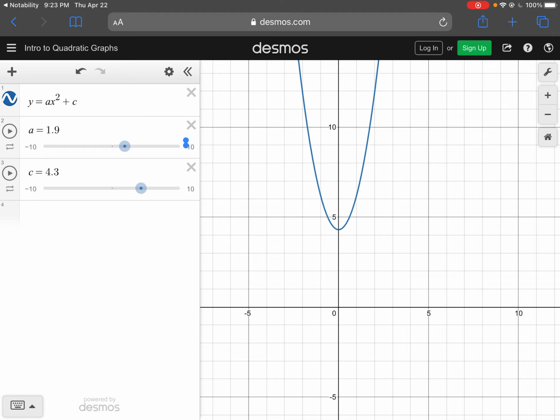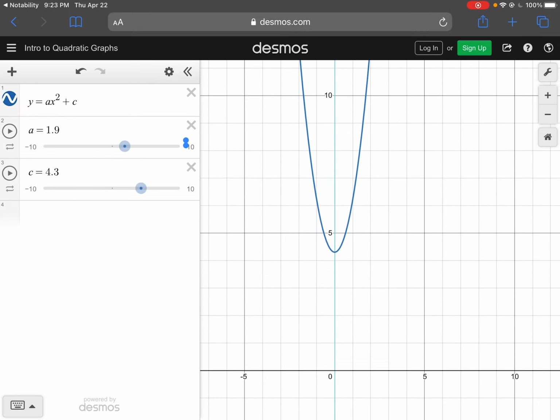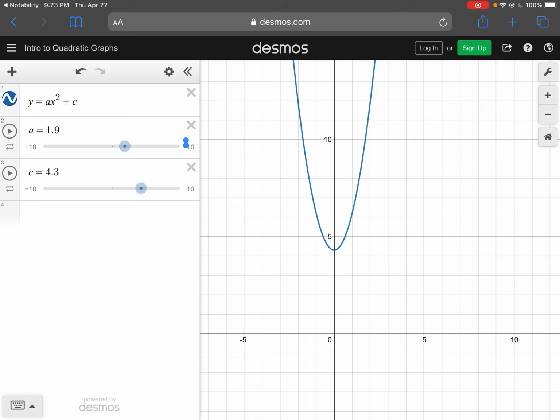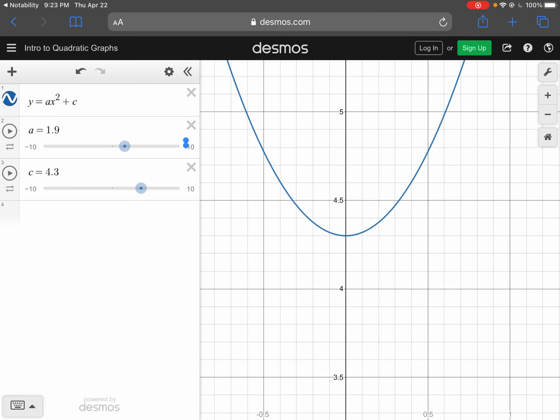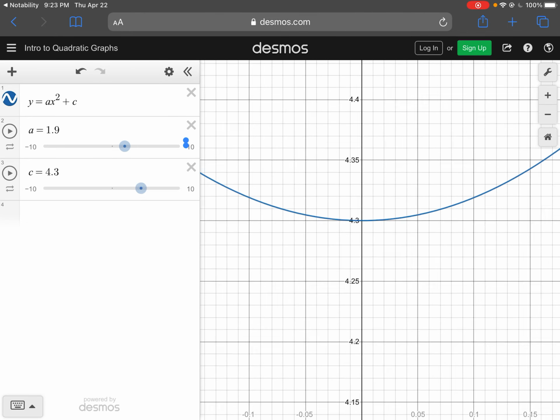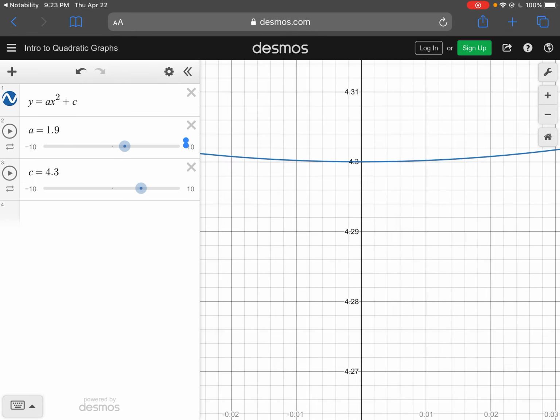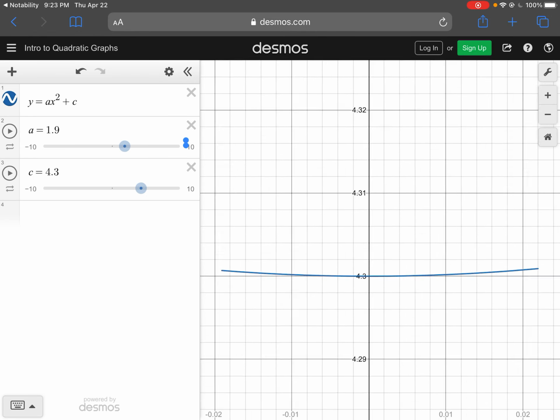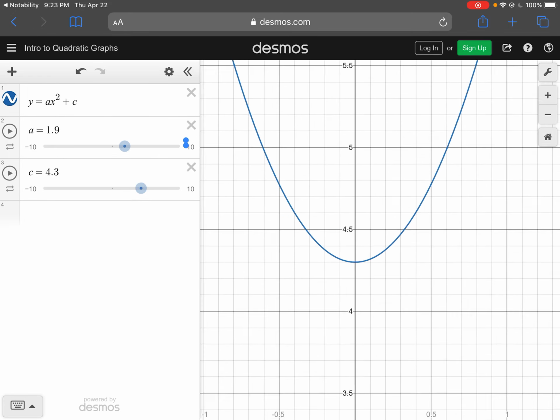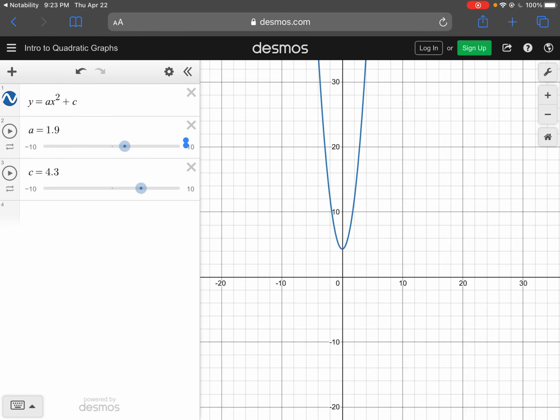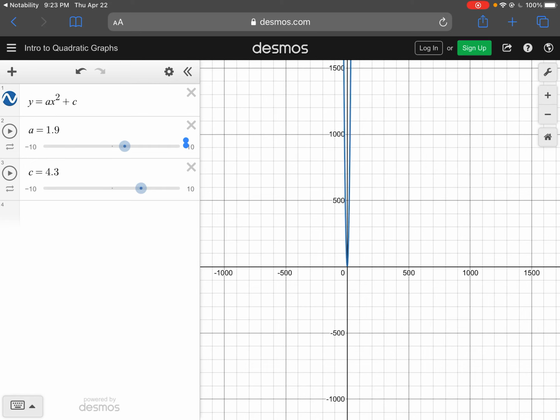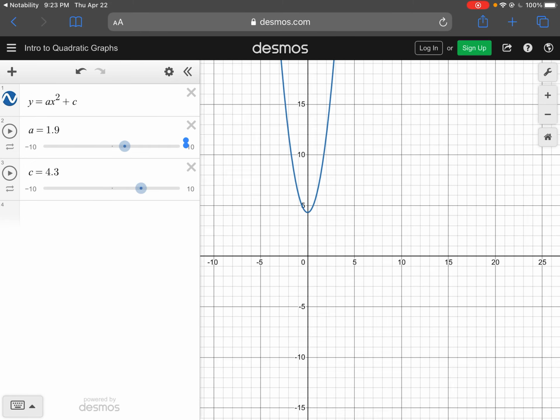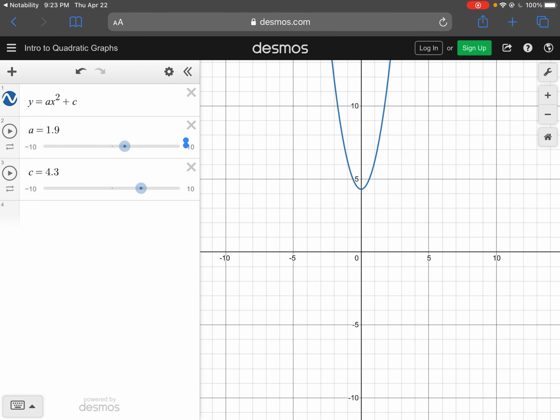All right. Now watch what happens when I zoom in on a graph. It seems to get wide, but I'm not changing anything. It's just that I zoomed way, way in. And as I zoom way, way out, it seems to get skinnier. I'm just zooming out. Okay, back to a normal view of our parabola.